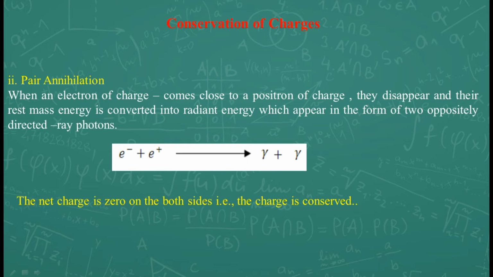So next, pair annihilation. When an electron of charge comes close to a positron of charge, they disappear. When the electron and positron come close together, they disappear and the rest mass energy is converted into radiant energy. Radiant energy means கதிராக்கிய ஆற்றல். It appears in the form of two oppositely directed gamma ray photons.